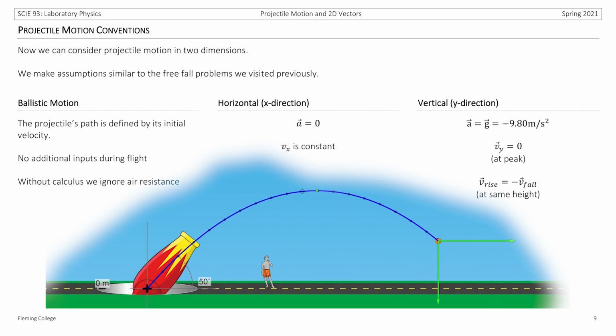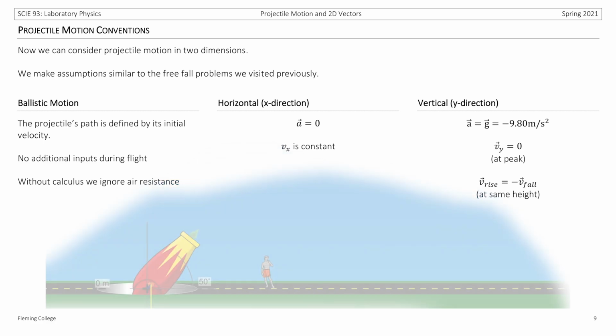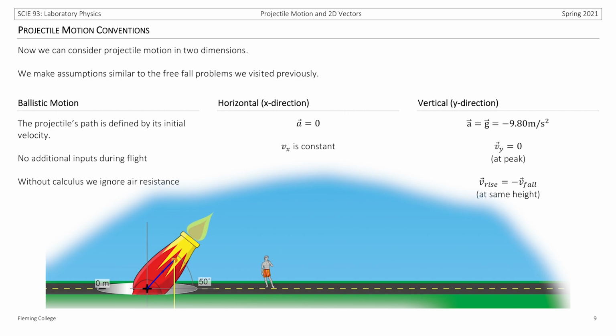And because we're accelerating at the same rate on the way up as we are on the way down, at any point in time here, if we were to sketch a horizontal line across the whole motion, the 2 points that intersect the trajectory would have a consistent magnitude of vertical velocity.